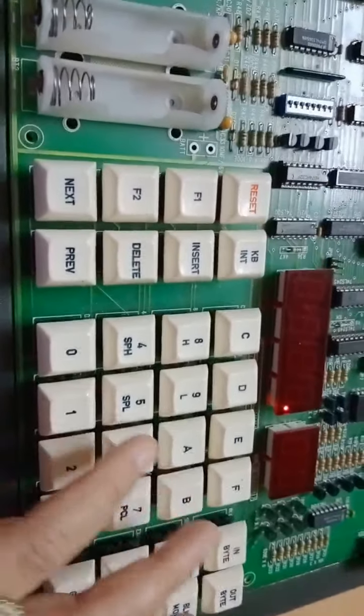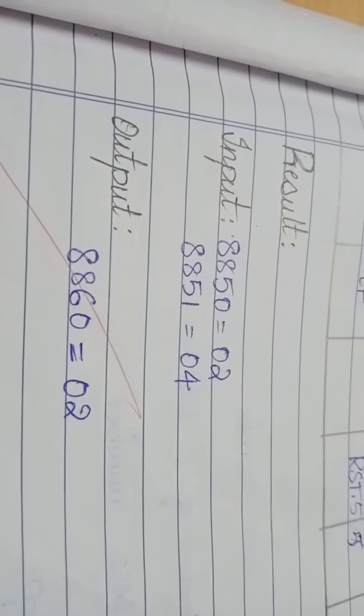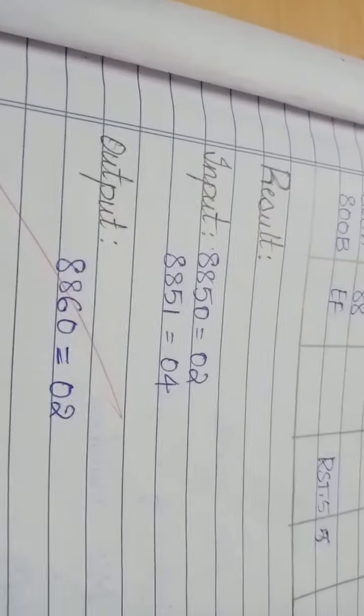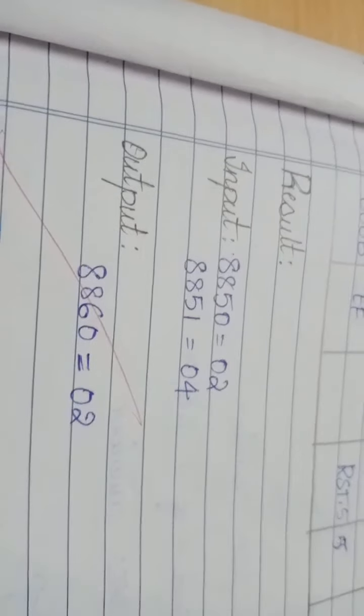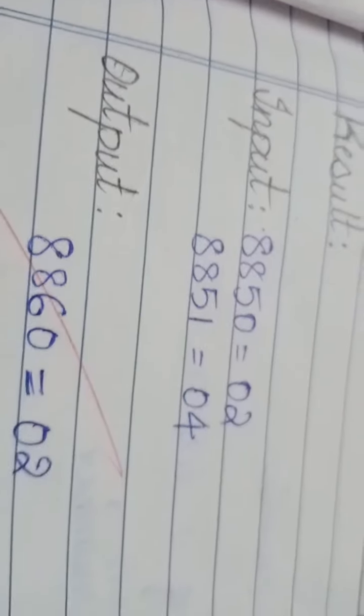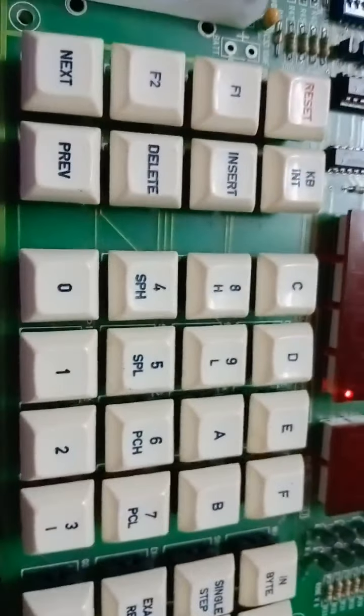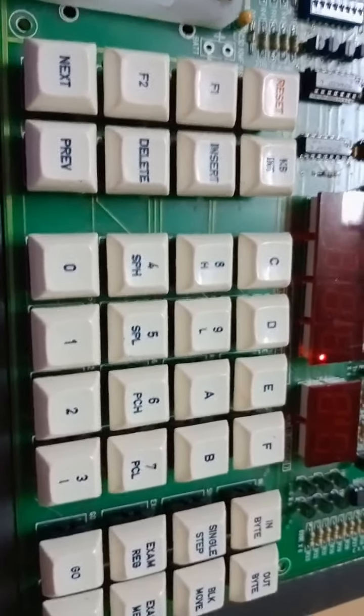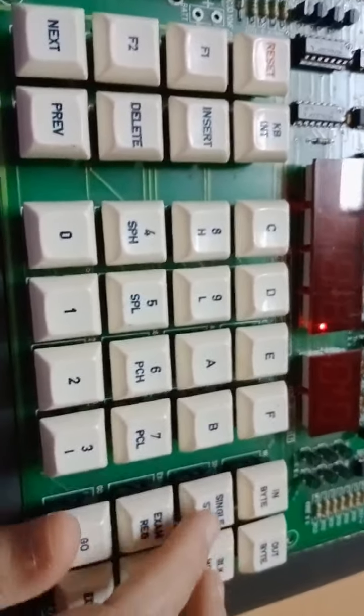And we have to enter the data. Now input we have to give at 8850 and 8851. We have to give two data here, 8850 and 8851. Then the result we have to see on location 8860. So I have to enter the values. On reset, examine memory, we have to enter the values.